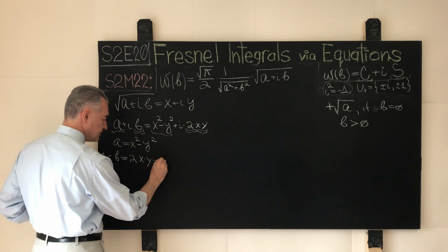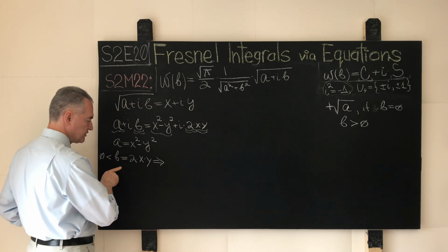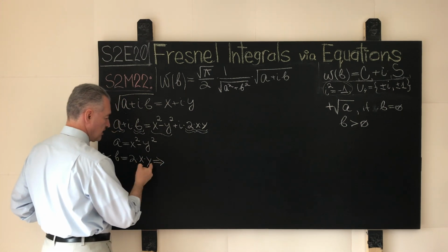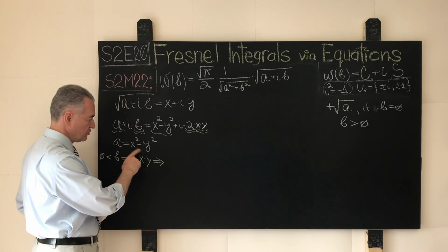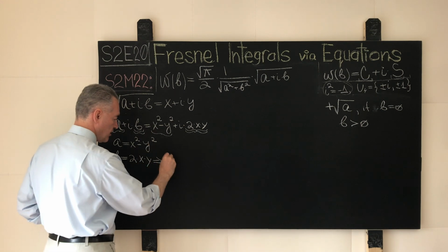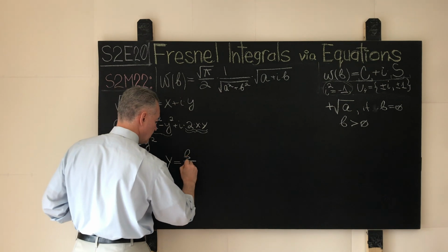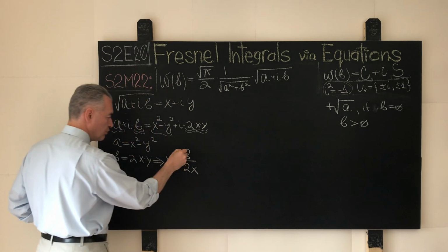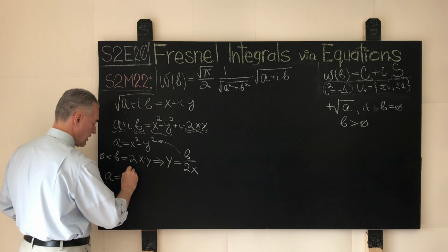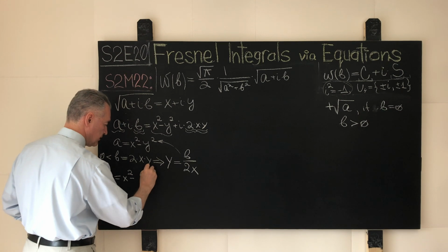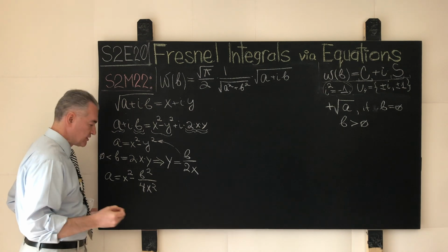So from this relation, we deduce, for example, this expression is in some sense symmetrical in x and y, so we can work either way. Let's say I work with y. From here we express y equals b over 2x, and now we put this over here, and what do we have? a is equal to x squared minus b squared over 4x squared. That maneuver is understood by everyone.